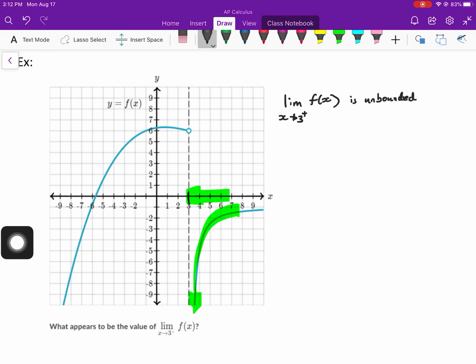There's no way to limit that function. So don't get that word limit mixed with the limits we're doing right now. Just think of this as that function is just going to continue to go down and down and down as we approach 3, so we'll say it's unbounded.